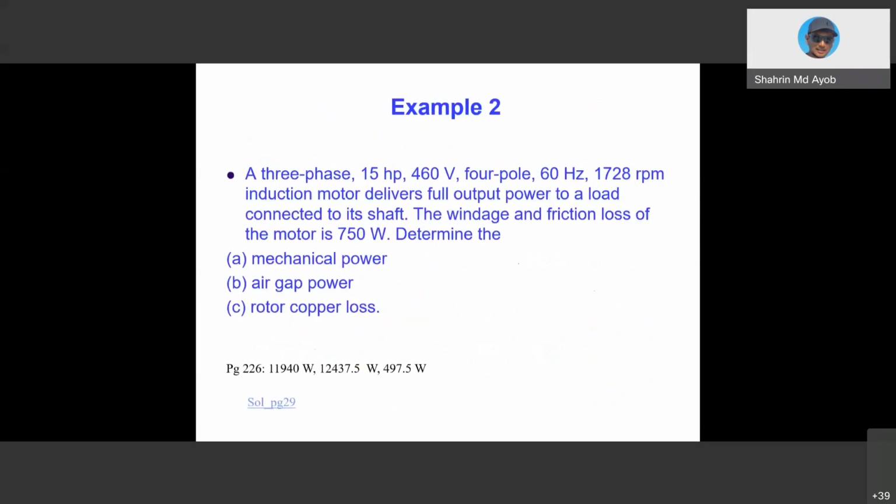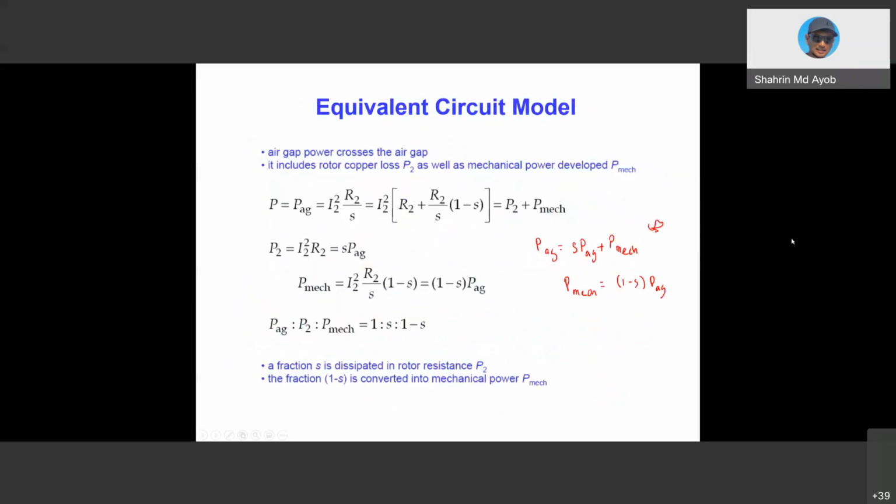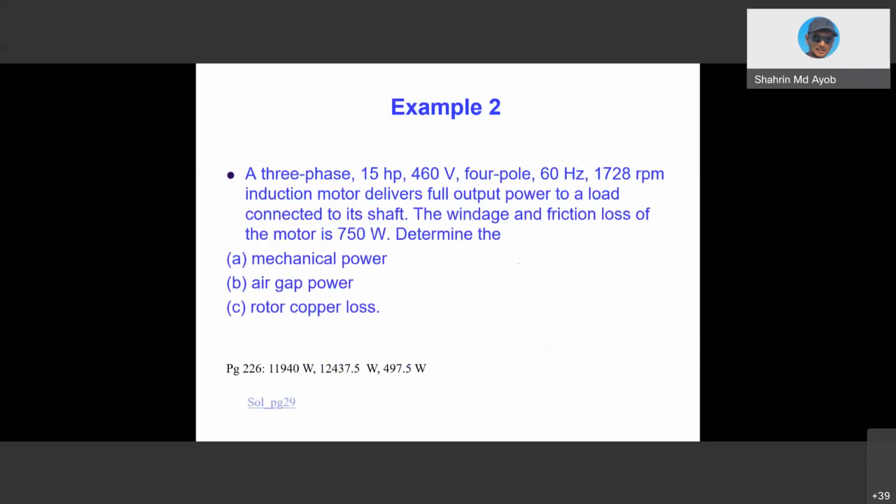So let's do the examples. I don't have the solution for this example, but this one is a very simple one. It refers to what we have discussed on the power and so on. Okay, so a three-phase 15 horsepower 460 volt motor. Please be reminded that this one is a V line, because it's three-phase. The number of poles is 4. This one is your supply frequency, and this is your rated speed, 1728 RPM.